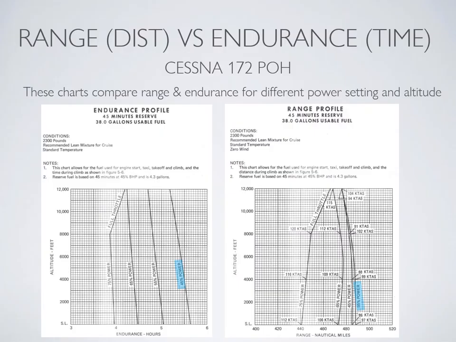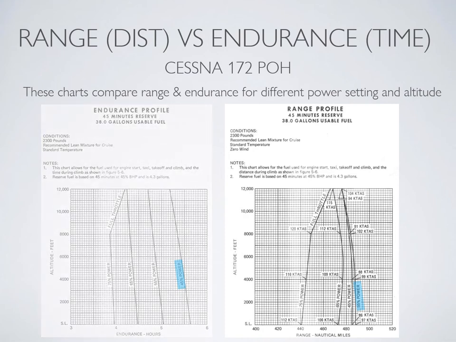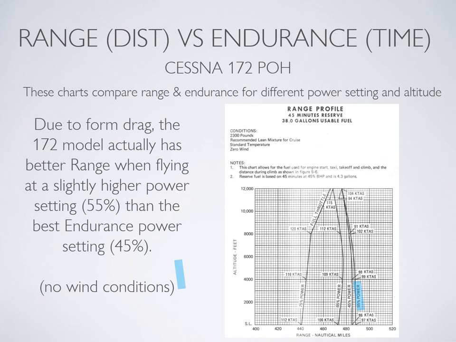But some of you might be flying a 172 model and you might be like, hey, Yvonne, that's not what my charts look like. Mine is showing that at 55% power, I'm getting better range. And without getting too technical on this, due to drag characteristics, the 172 model actually has a better range when flying at a slightly higher power setting than its best endurance, which shows at 45%.